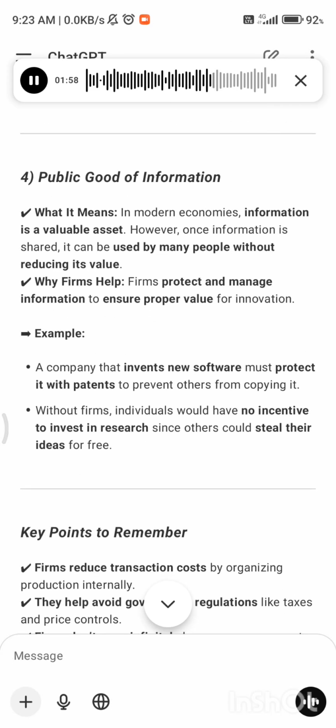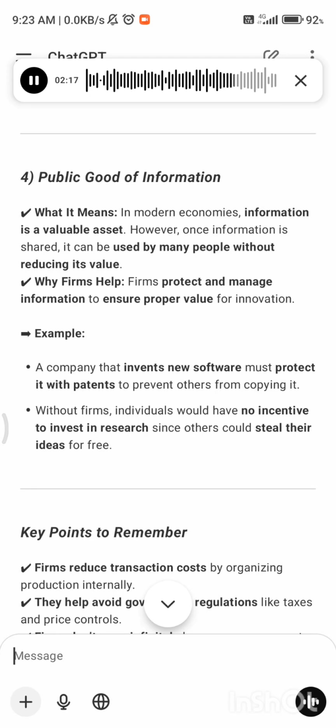4. Public good of information. What it means. In modern economies, information is a valuable asset. However, once information is shared, it can be used by many people without reducing its value. Why firms help. Firms protect and manage information to ensure proper value for innovation.